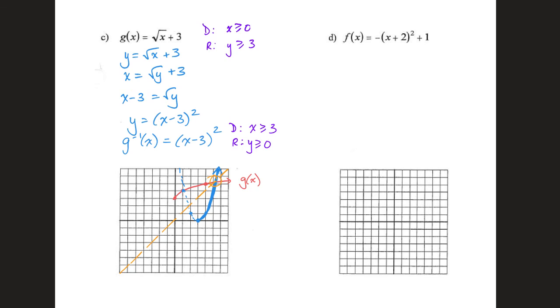Okay, I'm going to leave you with D. I think D would be one of the uglier ones that I think you could algebraically find the inverse of. So what I'd like you to do is work your way through D and try to algebraically come up with the inverse. Okay, pause it now.